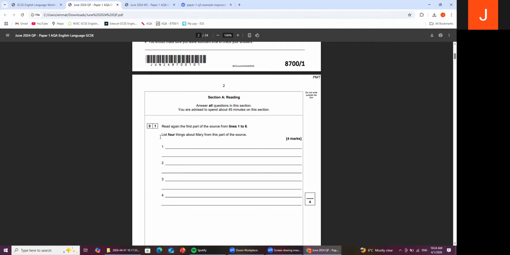And it says list 4 things about Mary from this part of the source. So that is all you're doing: 4 things about Mary from this part of the source. It's worth 4 marks. So 4 to 5 minutes max.